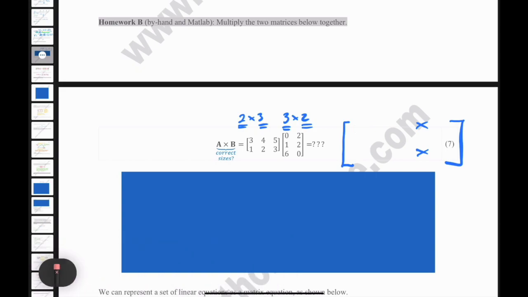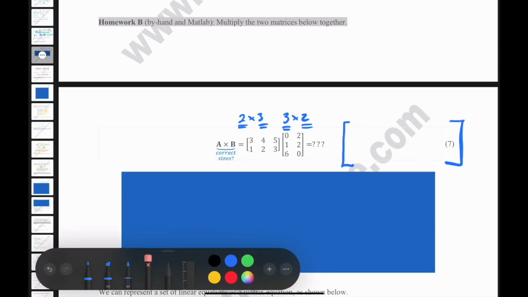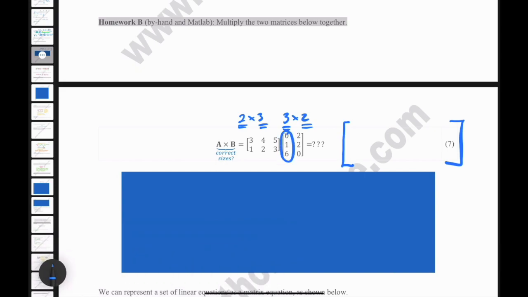Now let's just calculate one of those values, the top left. The top left will be this column times this row. So it'll be 0 times 3 plus 1 times 4 plus 6 times 5. So that's 34. And then I'll leave it up to you to come up with the other 3 elements.